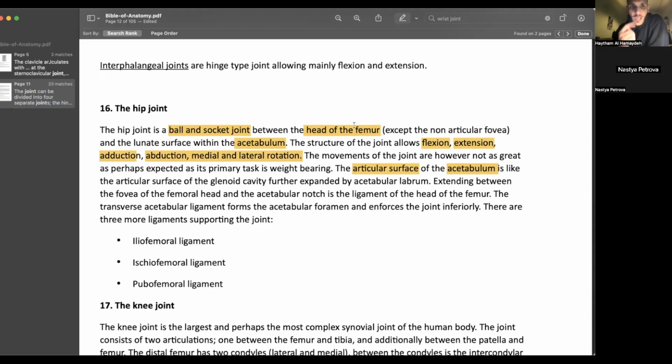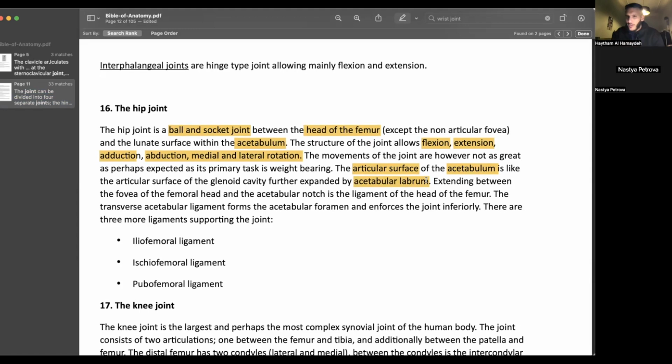We know it. Now, remember when I told you that the glenoid cavity extends a labrum to be able to hug the head of the humerus? It extends its arm like that to hug. Remember we studied the glenoid labrum? So here it's the same thing, we have the acetabular labrum.